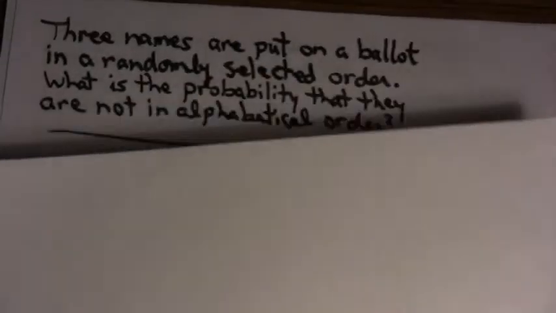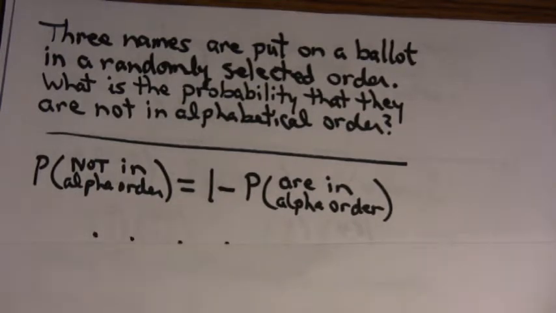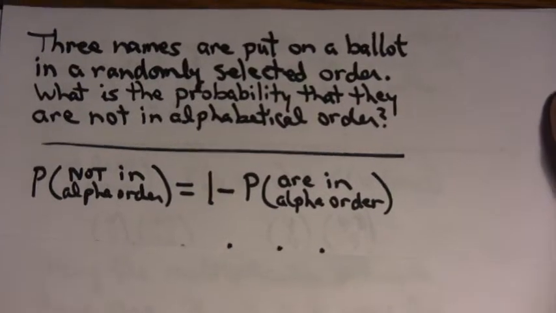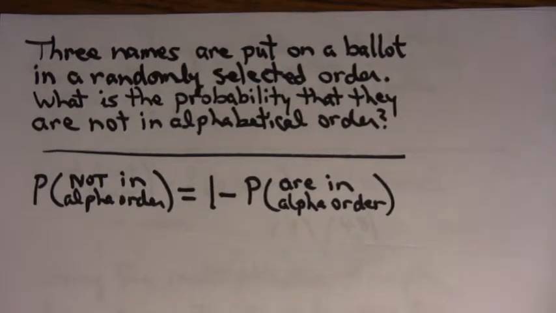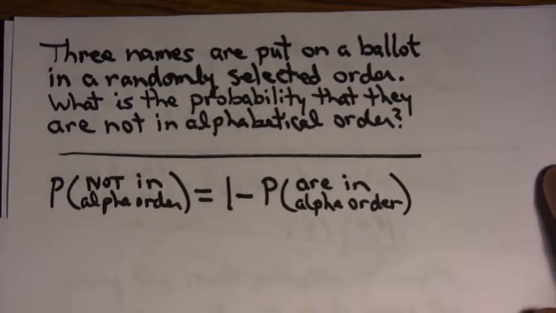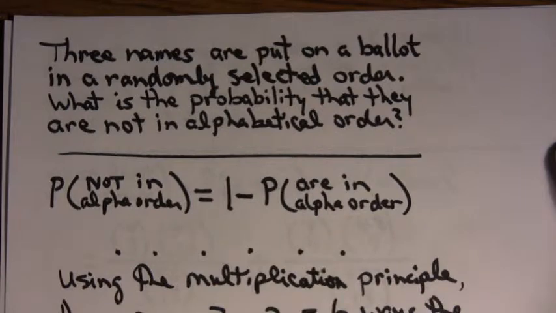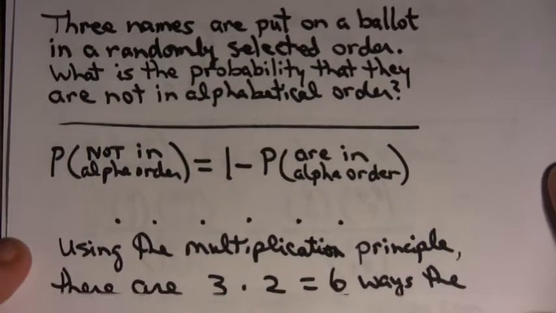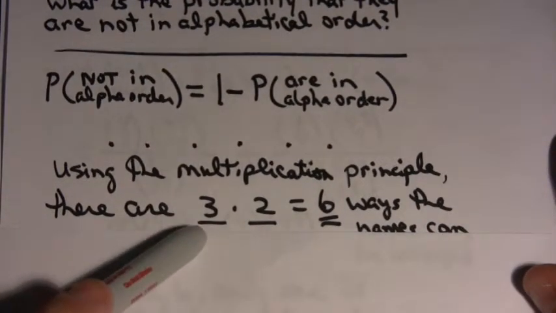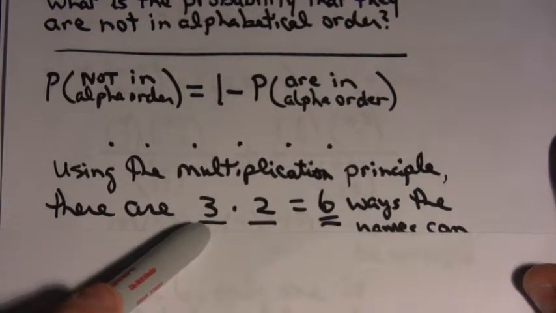And then the probability that it's not in alphabetical order is 1 minus that. So the probability that it's not in alphabetical order is 1 minus the probability that it is. And I think you're going to find that's the easiest way to think about this. Well, then what is the probability they're in alphabetical order? Thinking this through, it's going to go back to the multiplication principle. Using the multiplication principle, there are three ways you could choose the first name. Remember, there are three names. You could choose any of the three to put first on the list.